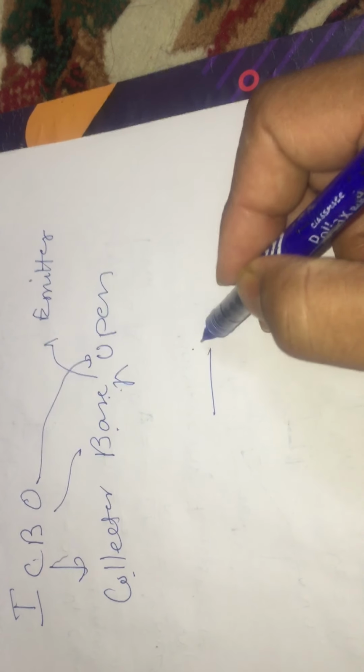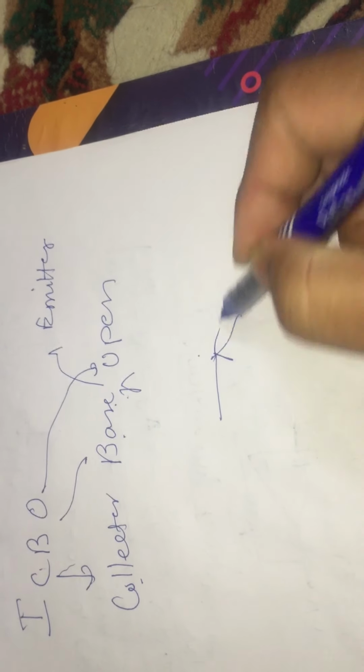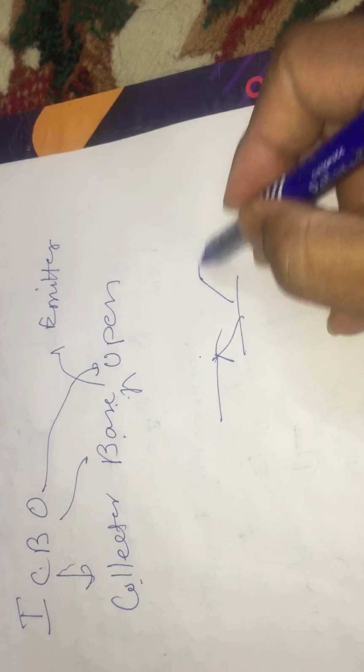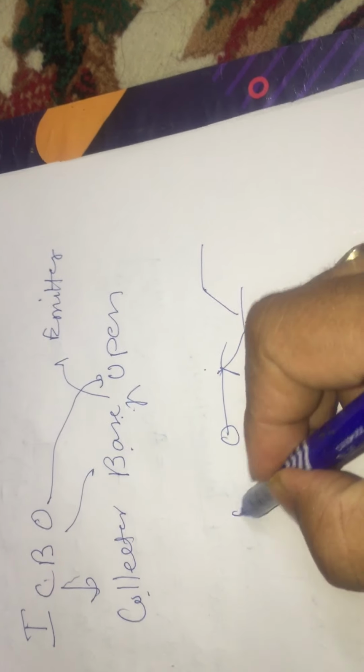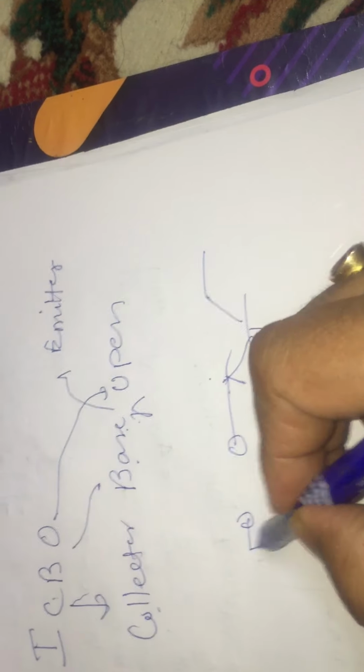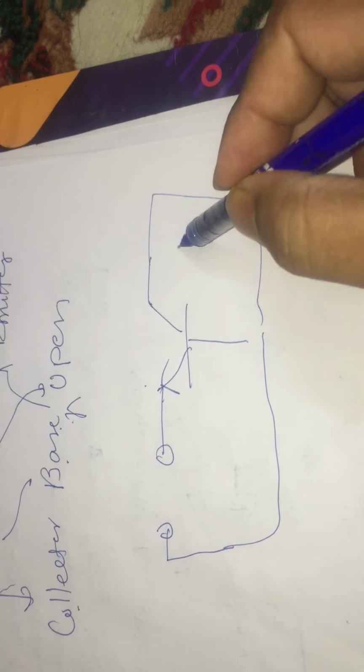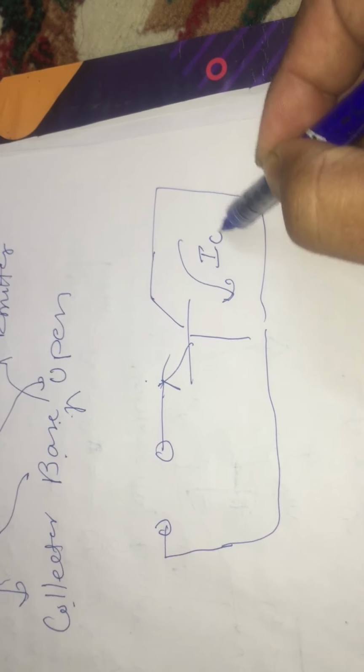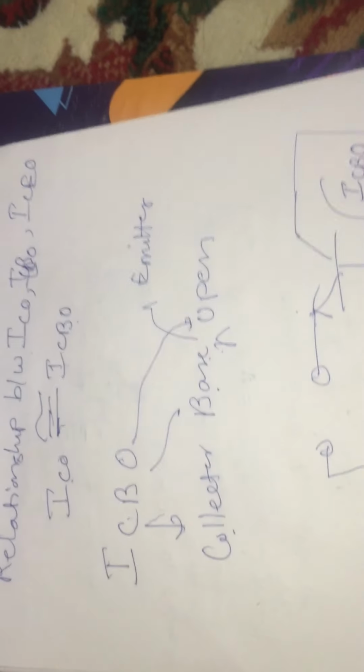So we can also make the diagram here. This is the ammeter. The ammeter is open, and the current flowing is ICB.